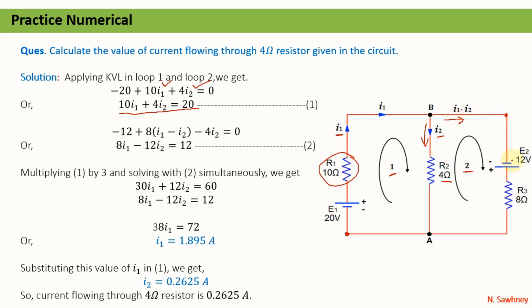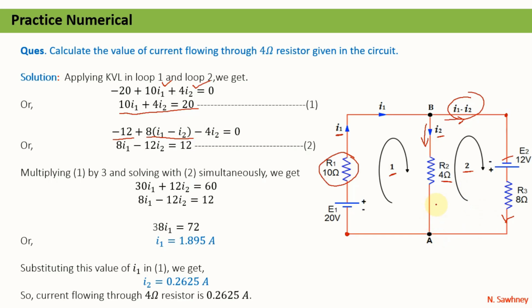The terminal occurring first is minus of E2, that means we will write it as minus of 12. So I have written here minus of 12. Now there is a resistor of 8 ohm and the current flowing through 8 ohm is I1 minus I2. So the direction of current is the same as our direction of travel, so it will be taken as positive, that is 8 times (I1 minus I2).